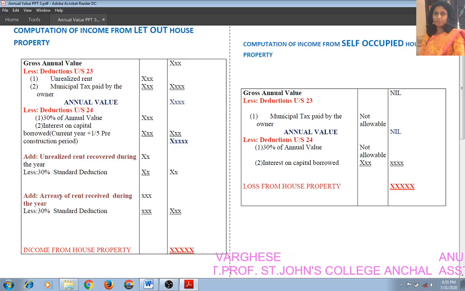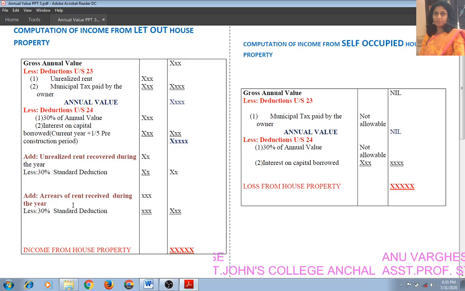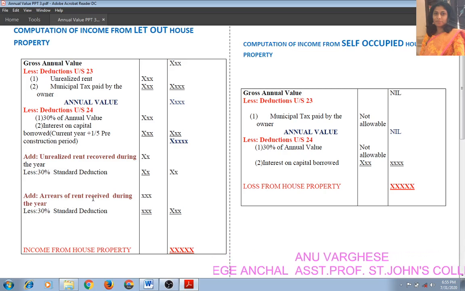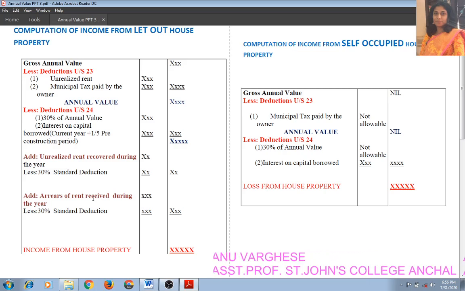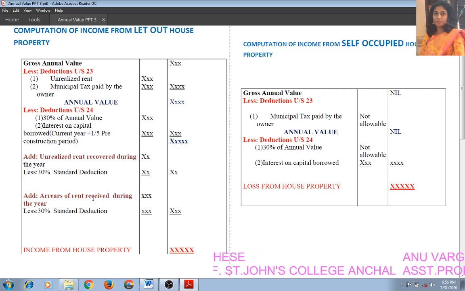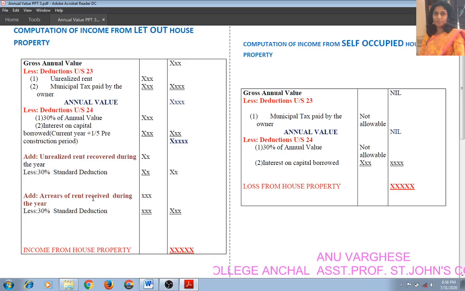Okay. Then again you have to add if there is any arrear of rent received. What is arrear of rent? Arrear of rent means rent pertaining to prior years received in the current year. Okay. It could be due to reasons like increase in rent with retrospective effect. That is called arrears of rent.